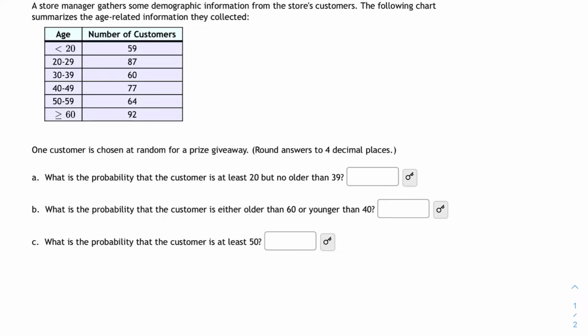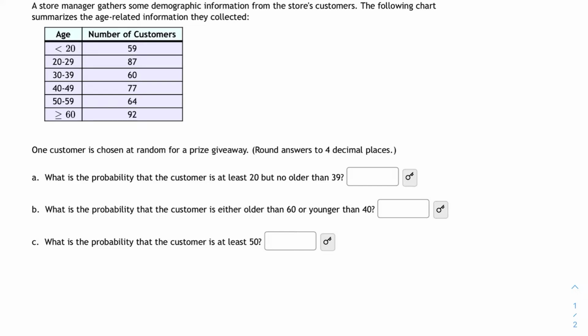Okay, a store manager gathers some demographic information from the store's customers. The following chart summarizes the age-related information they collected. So we have here, it seems like the random variable is age, and here we have the frequency. We could find the relative frequencies if we knew the total. All we had to do is add up all these numbers, and then each relative frequency would be the given frequency divided by that sum.